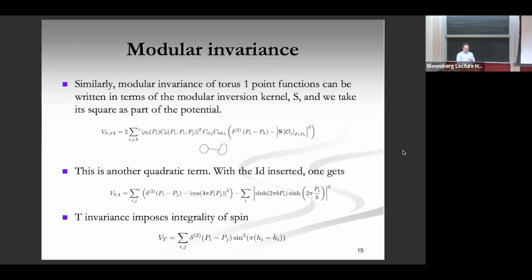And then there's also modular invariance of torus 1-point functions. That can be similarly written in terms of a modular inversion kernel, and one takes the square of that as also part of the potential. Modular invariance of 1-point functions is linear in the structure constant, involves C_ijk. So when I square it, I get something quadratic with this contraction structure.